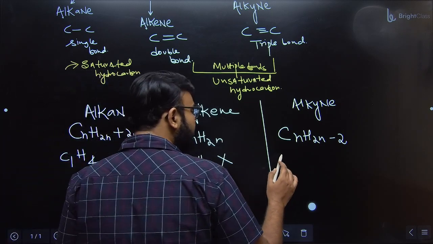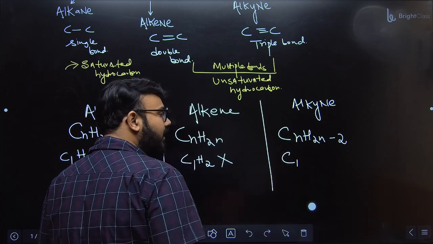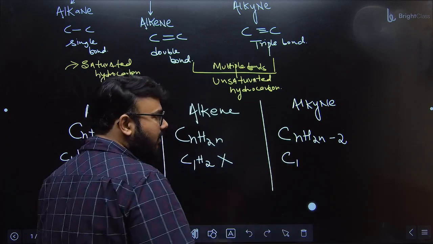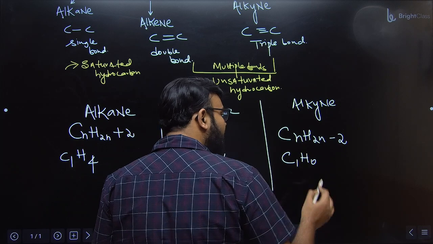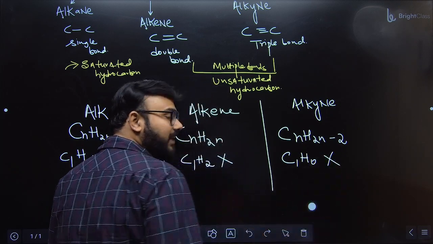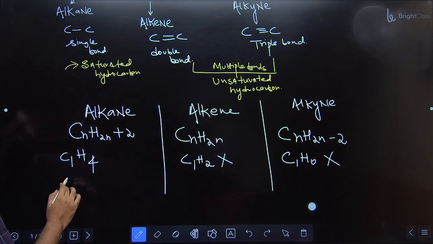Yes. So similarly, what will happen here? Carbon is 1. What will the hydrogen be? Double and minus 2. So it will become 0. So that also does not exist. Now let's consider carbon has 2. So what will be the hydrogen?